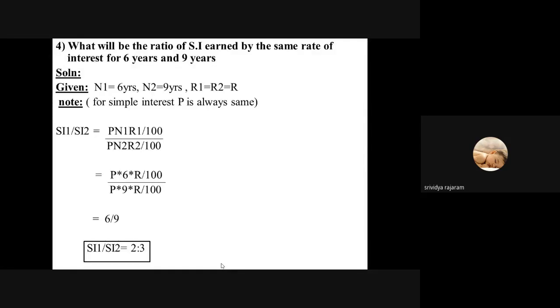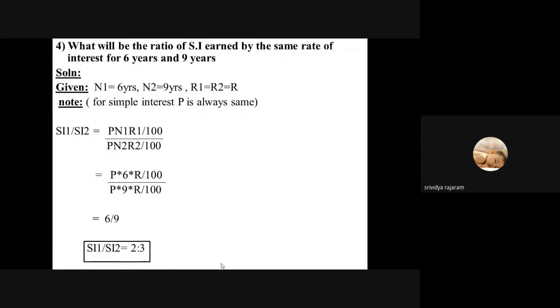So this is a somewhat interesting problem. Let us read what it is. What will be the ratio of simple interest earned by the rate of interest for 6 years and 9 years? So here they are asking us to find a ratio between two simple interests which are calculated for two different periods. One simple interest is calculated for 6 years and the other simple interest is calculated for 9 years. So we have to find the ratio between these two simple interests.